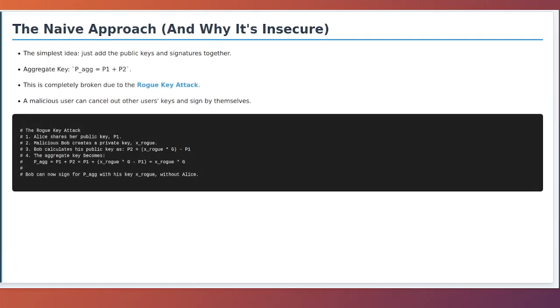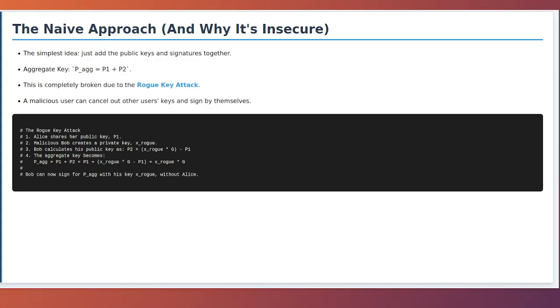The naive approach and why it's insecure. So, if Schnorr signatures are linear, why can't we just have everyone create a signature and add them all up? Let's consider the simplest possible approach. Imagine Alice and Bob want to create a 2 of 2 multi-sig key. The naive idea would be for them to simply add their public keys together to create an aggregate key. P_AGG = P1 + P2. To sign a message, they would both sign it and add their responses. S_AGG = S1 + S2.